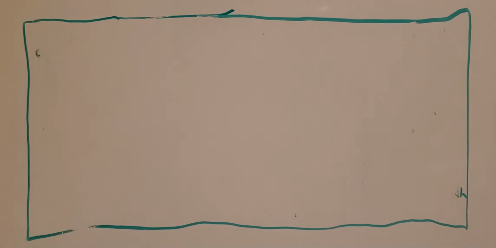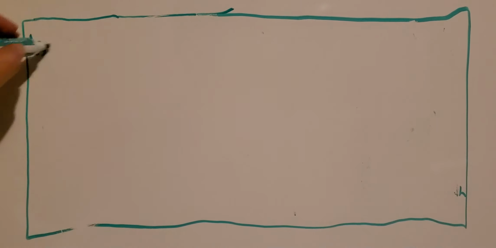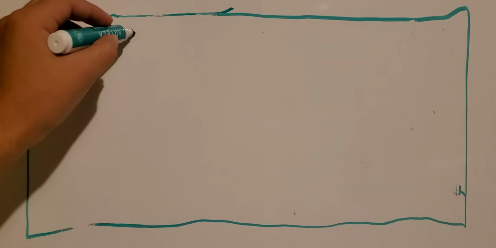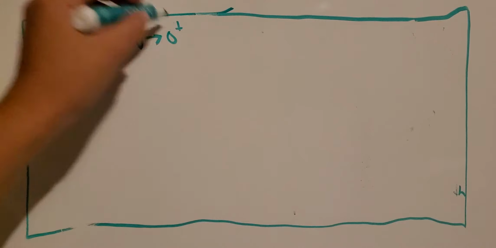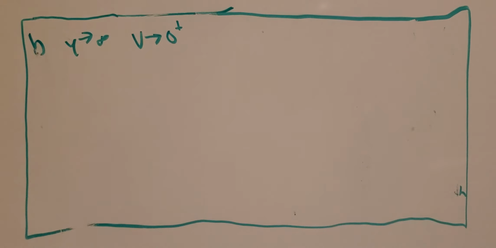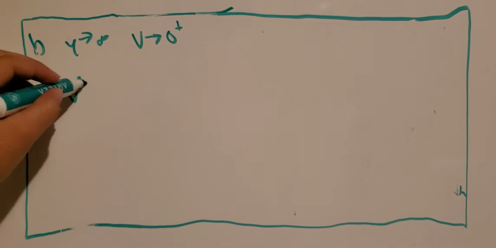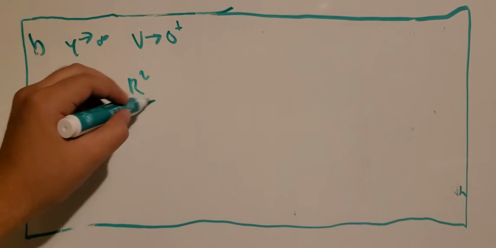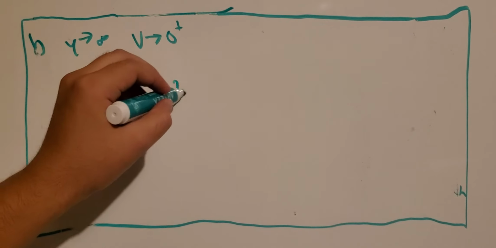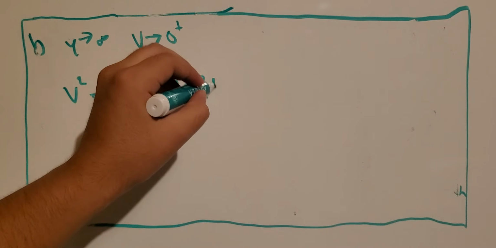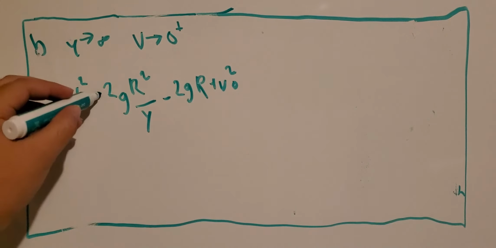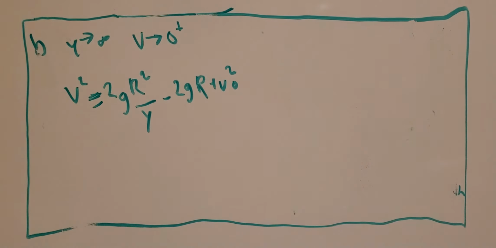For part B, we have these hints. We have y is equal to infinity, and v is a real number that is positive, but we don't know where it is. So starting from this equation, v squared equals 2gR squared over y minus 2gR plus v squared naught. This is our starting equation as such.